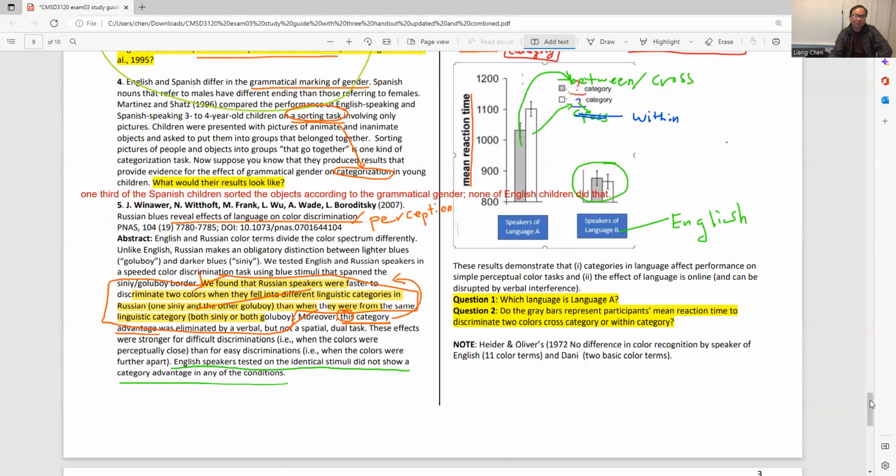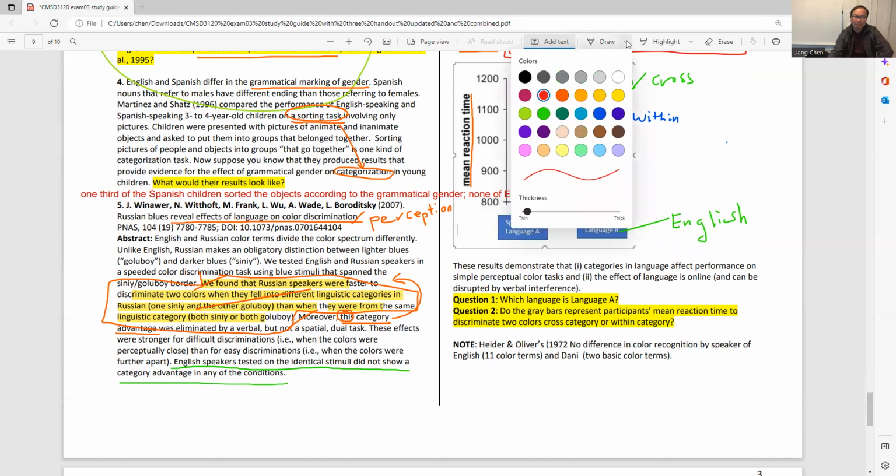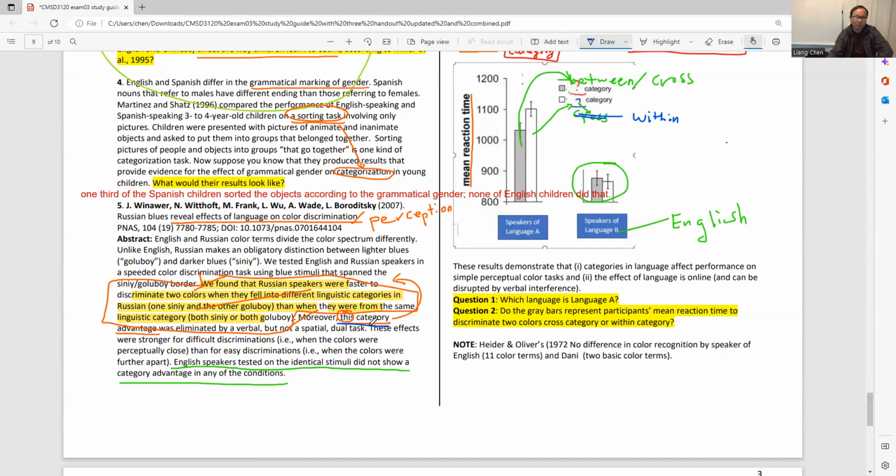Now, one thing that I want you to know is what is category advantage? If you look at the abstract, you read here, moreover, this category advantage was eliminated by verbal but not spatial dual task. What is interesting is that category advantage was not mentioned before here. But it says this category advantage. What does it mean? So you have to find the information about this category advantage.